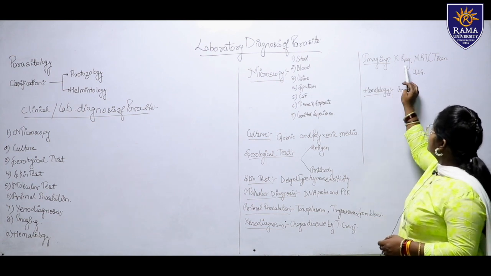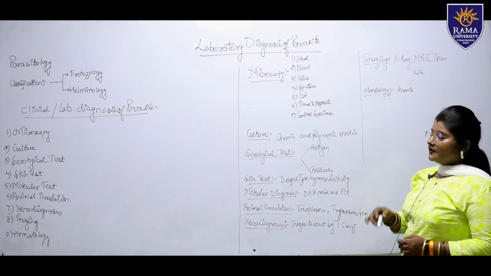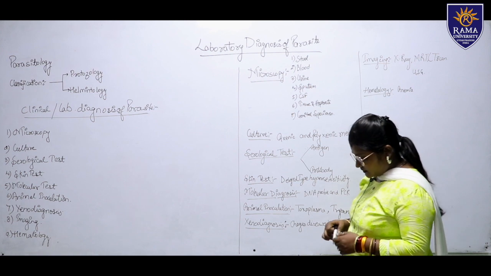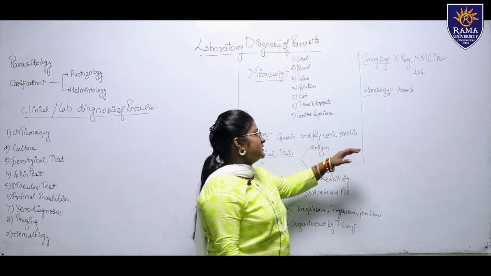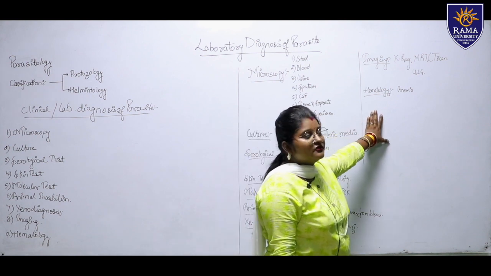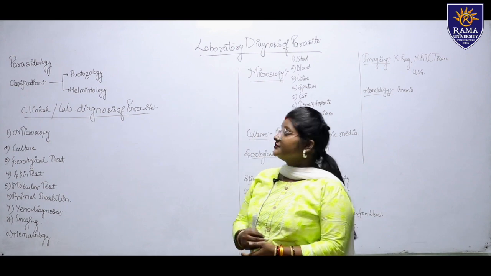Now, for imaging, we use X-rays, MRIs, CT scan and USG. Now, for hematological processes, as I told you, it is usually done for anemic people, and for the parasites of malaria. So, this was in short about the lab diagnosis of parasites.